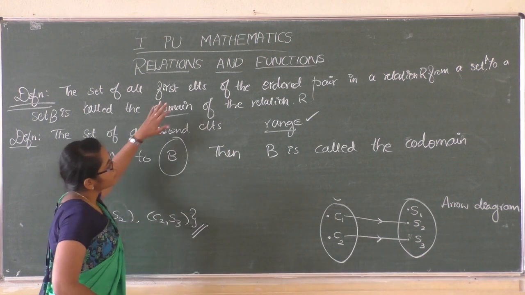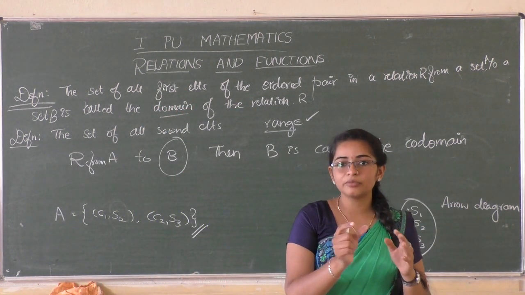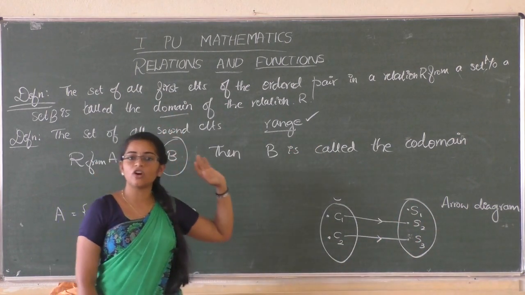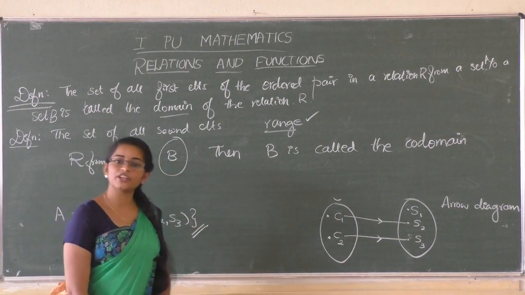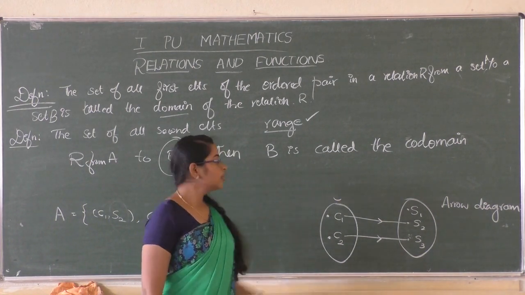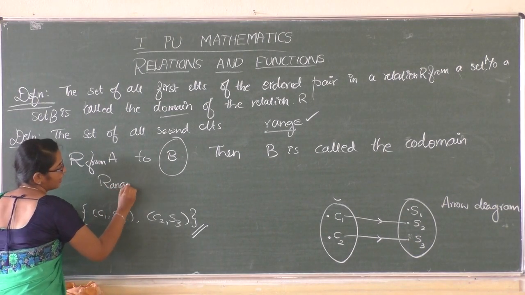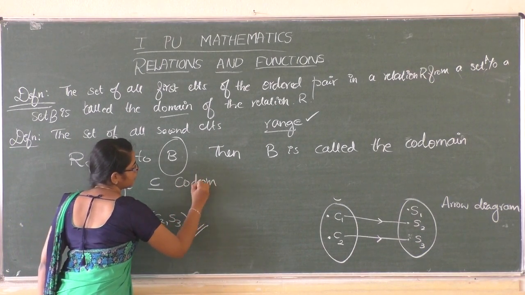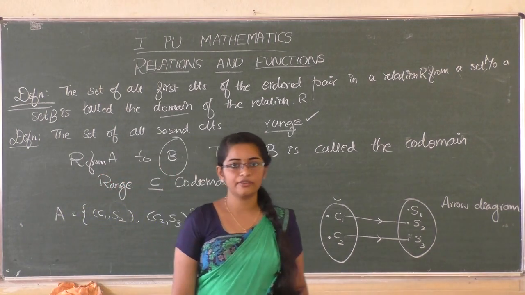See, the set of all first elements in the ordered pair always comes from the first set, right? So this domain is a subset of the first set, and moreover, this range is a subset of the second set. What do we call the second set? The second set is the codomain. So we get that range is always a subset of the codomain. Range is a subset of codomain. Okay? I hope you are clear with this.